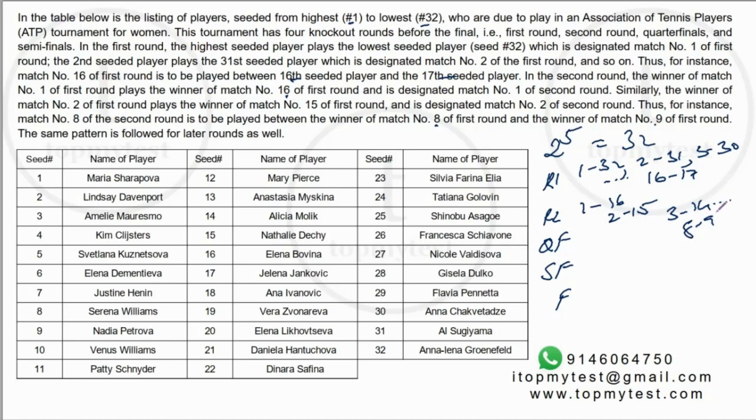Again, assuming the top 8 win, you'll have 1 playing 8, 2 playing 7, 3 playing 6, 4 playing 5. Assuming the top 4 win, you'll have 1 playing 4, 2 playing 3. Assuming the top 2 win, 1 will play against 2. This is the pattern in which the tournament is decided.